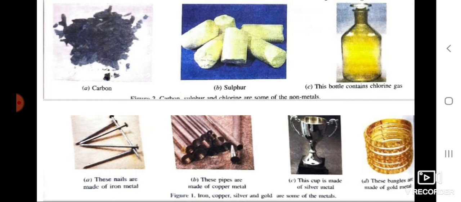Let us start with non-metals. Non-metals are the elements that do not conduct heat and electricity and are neither malleable nor ductile. They are brittle. Carbon, sulfur, phosphorus, silicon, hydrogen, oxygen, nitrogen, chlorine, bromine, iodine, helium, neon and argon. These are a few examples. Here in the picture you can see carbon, sulfur, then chlorine gas, yellow colored chlorine, non-metal. These are very important non-metals.